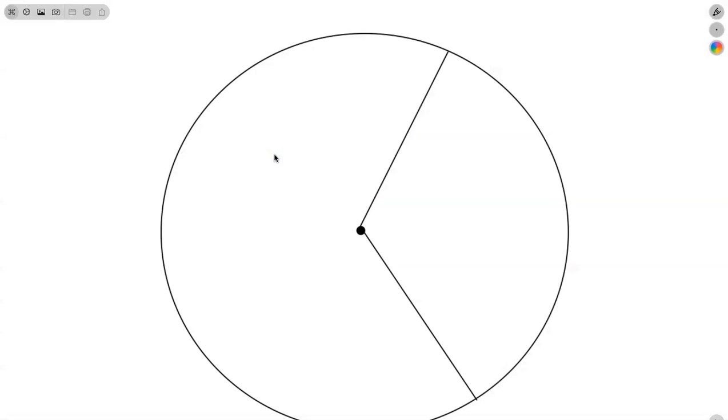Alright, the first relationship is among central and inscribed angles and arcs. If this is point A, we call this circle A. If we name this point B, and this point C, this is a central angle. Please remember how to name an angle properly using the vertex or three points of the angle. So we have here angle ABC. This is a central angle because the vertex is the center of the circle.